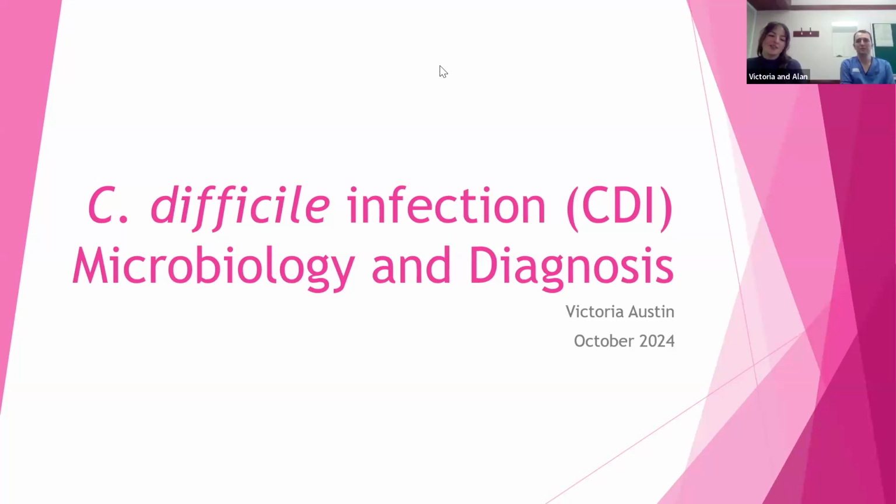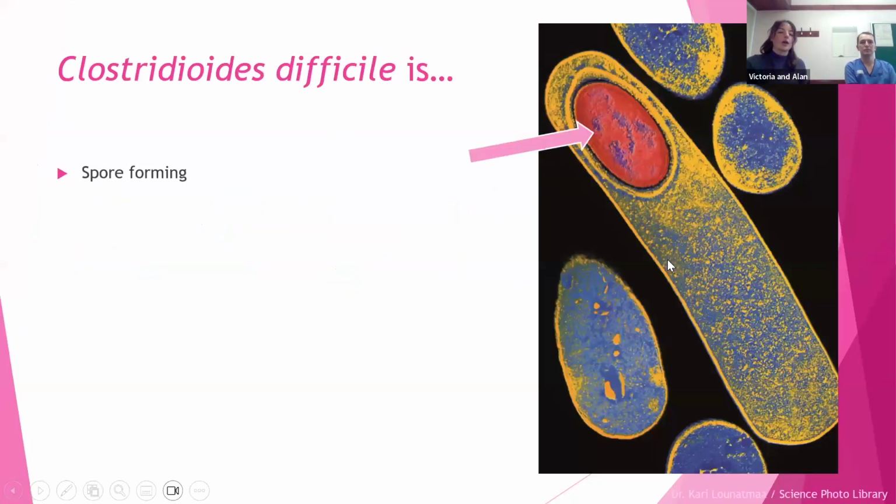Thank you so much, Tom, and thank you everybody for coming today to listen to us talk about C. diff infection. I'm Victoria Austin, a clinical scientist in microbiology, and I'm here with Alan. I'm Alan Smith, an infection prevention control nurse for NHS. I'm going to take the first part of this presentation and talk about C. diff microbiology and diagnosis, and then I'm going to hand over to Alan for what we do once we have a diagnosis.